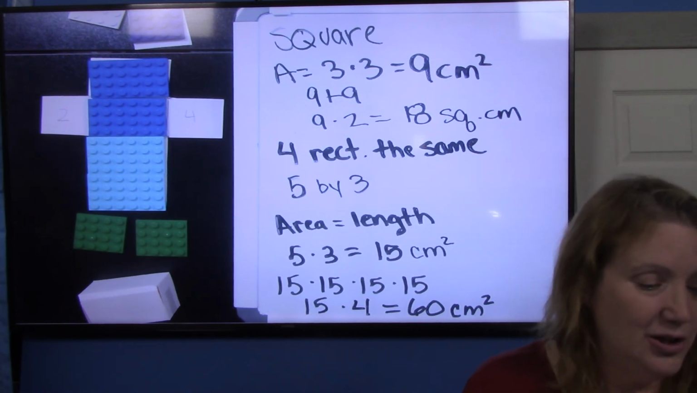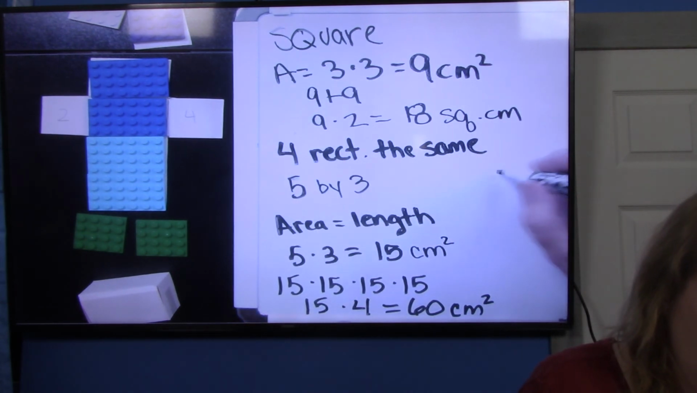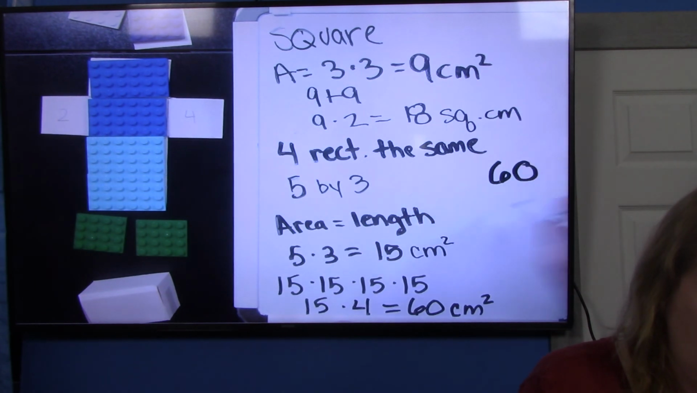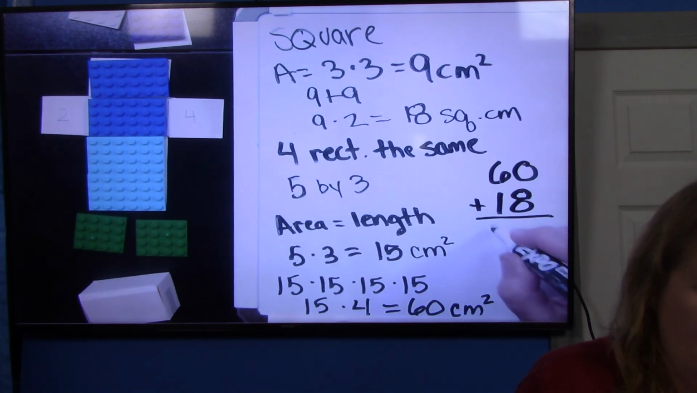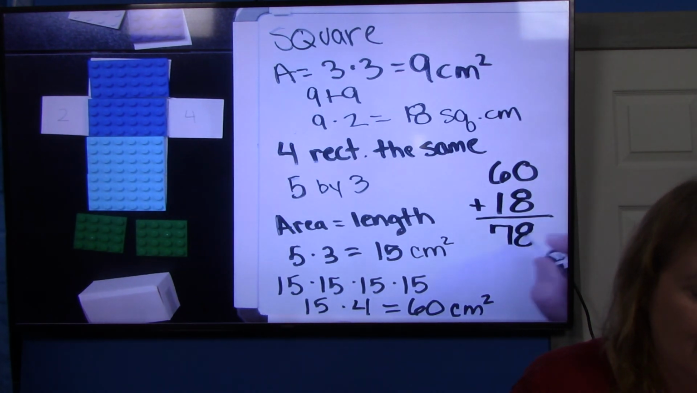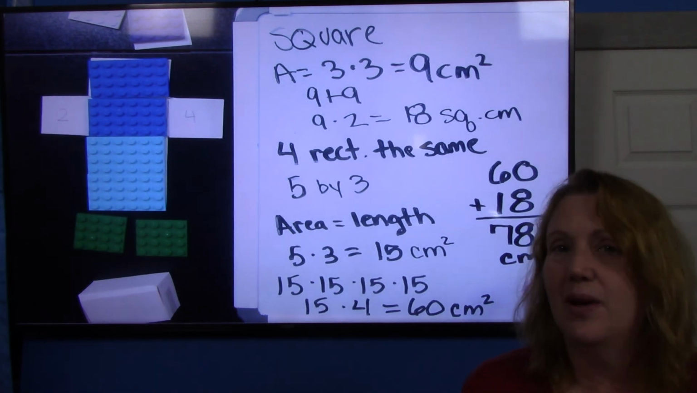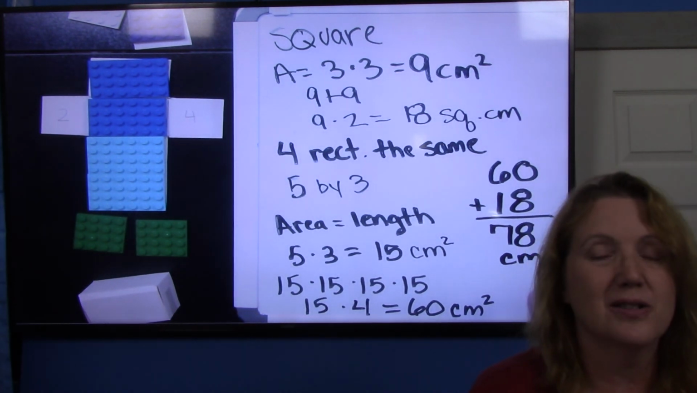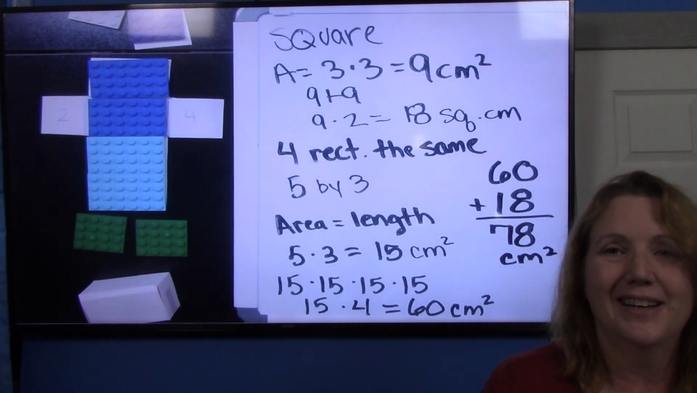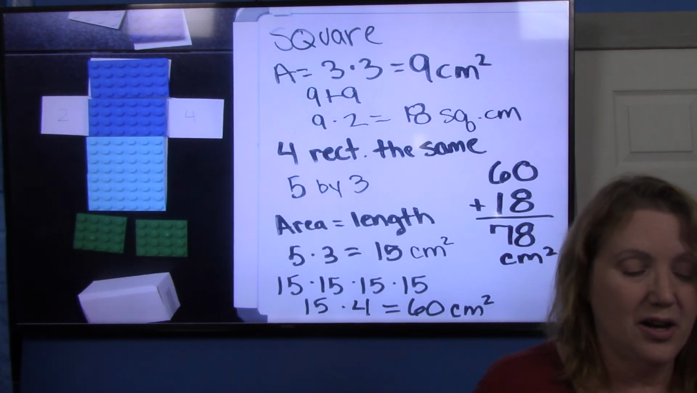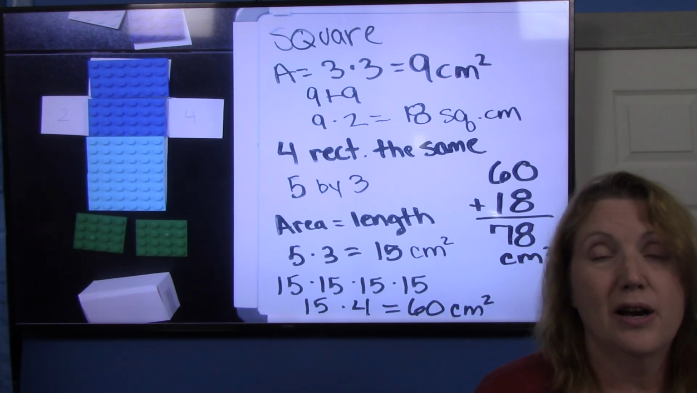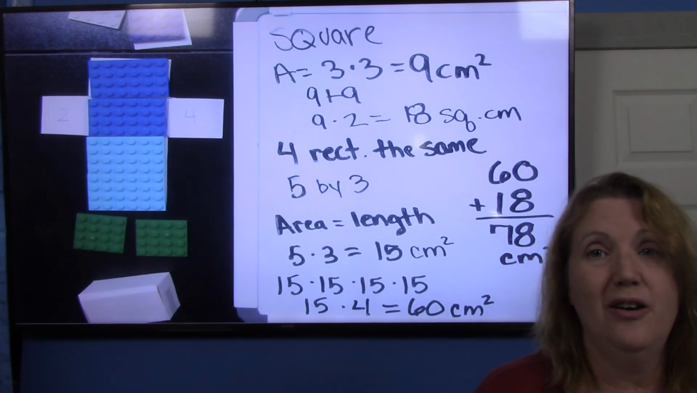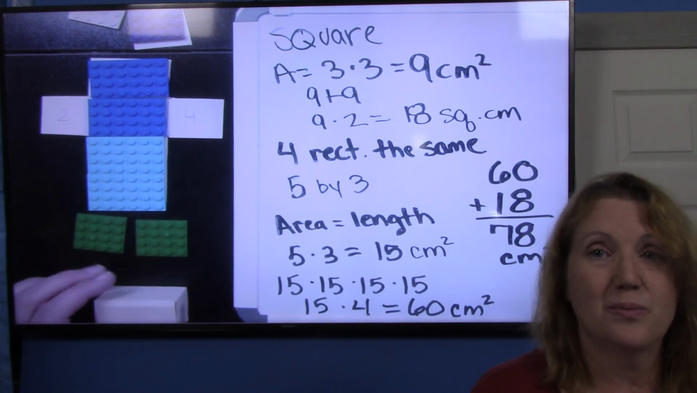Okay, let's see. Did you take the 60 that we got from the rectangles plus the 18 to get a total surface area of 78 square centimeters? If you did this and you answered 78 square centimeters, then you did the problem correctly. If you have any more questions though, you can send me your questions in the chat, or if you want to put a comment in the YouTube video, I'll try to get back to you there as well.